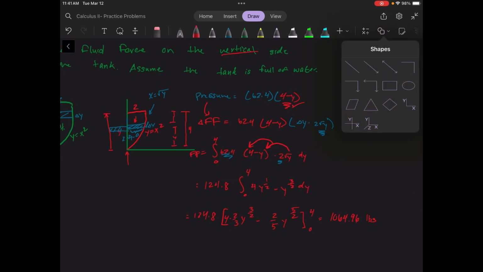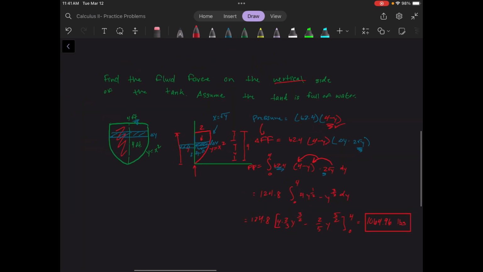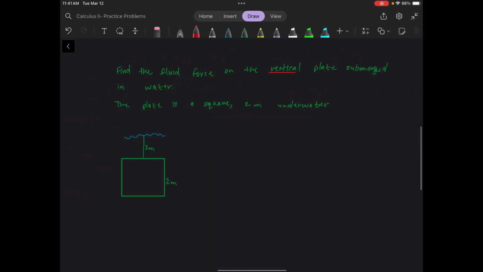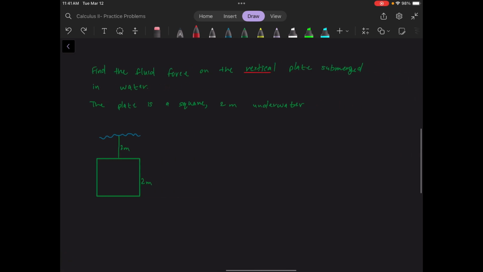So that is how we do fluid force. Let's look at this. What happens if the tank is now submerged underwater? Well, this would affect the depth, right? The depth is no longer from the top of the tank, it's from the top of the water. For example, even though the slice right here is at the top of the tank, it's still 2 meters deep, right? 2 meters underwater. So let's find the fluid force on this vertical plate submerged in water.